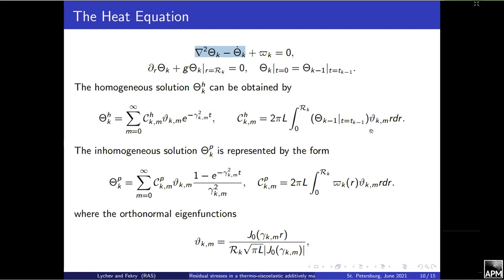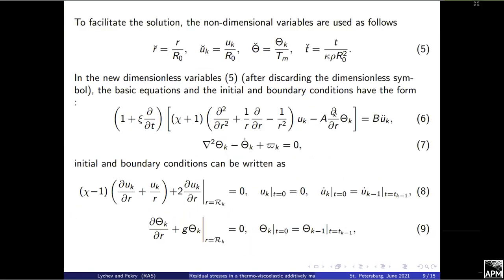Here, this separation gives us the Fourier coefficient for the distribution of the temperature of the previous step. After getting the distribution of the temperature, we can substitute it here in order to find the solution for this equation, which gives us the displacement.